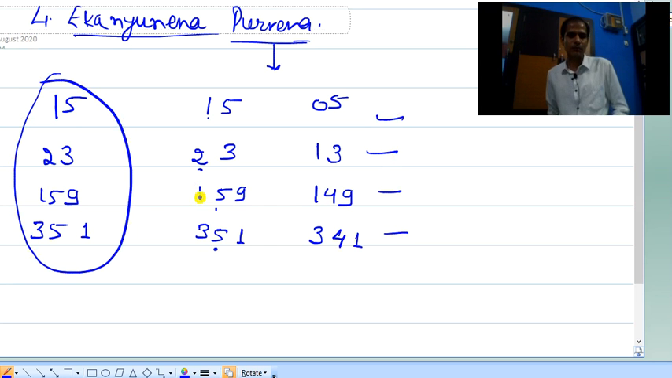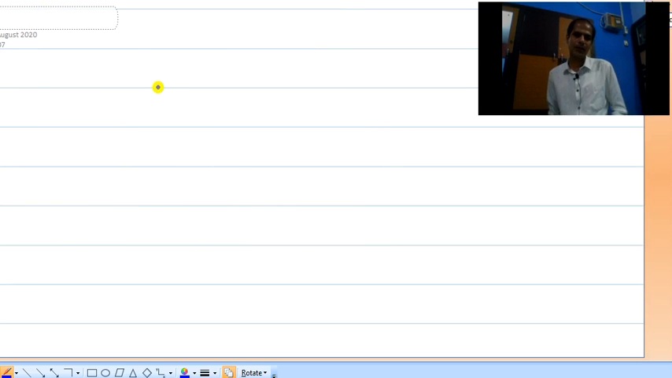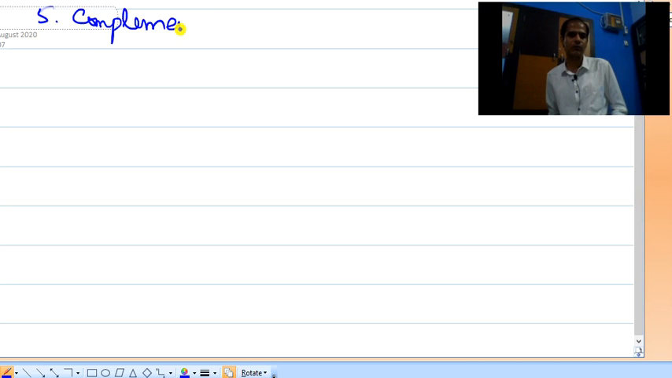Next and very important point is the complementary digit. You can say a best friend, or in Sanskrit it is Param Mitra Ank. Param Mitra means the best friend, as you already know. So the fifth point is the complementary digit.